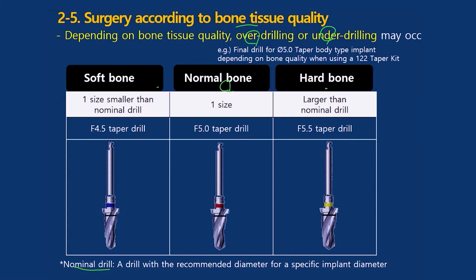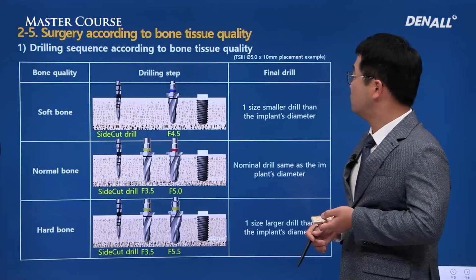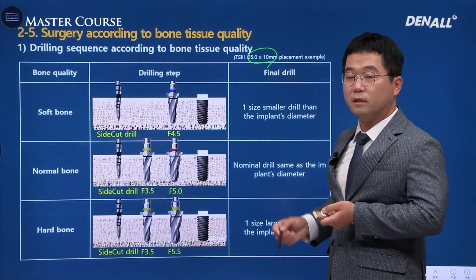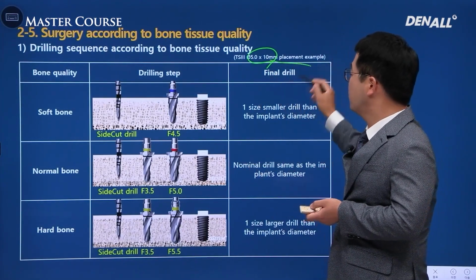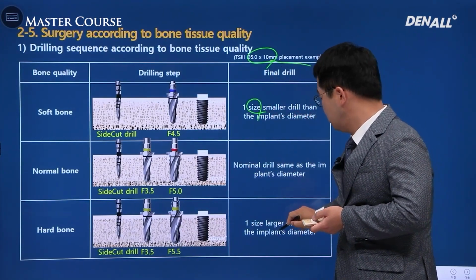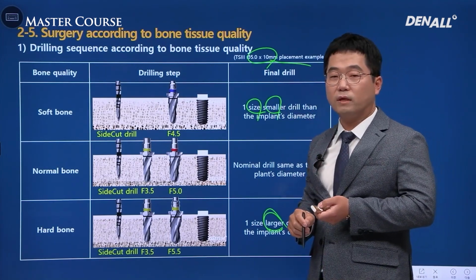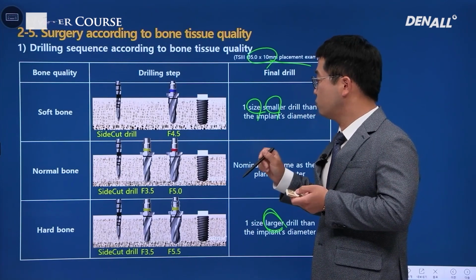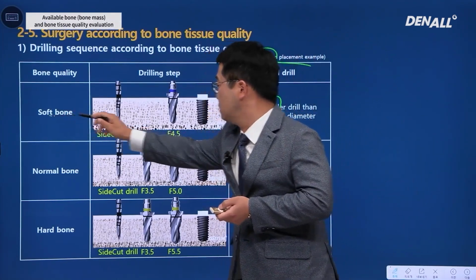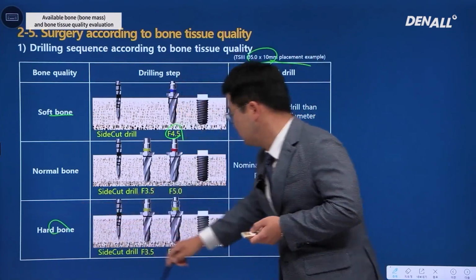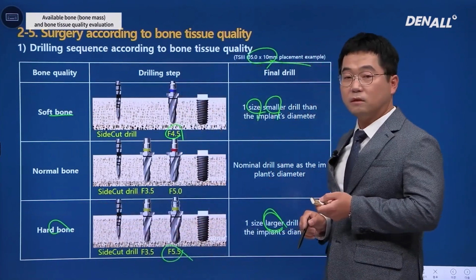This is something that is most important in a basic course. In the same context, if we are to place a 5.0 by 10 millimeter implant, perhaps depending on bone quality, we need to do under drilling or over drilling. In soft bone, we need to do under drilling, and in hard bone, over drilling is done. And this is for getting good primary stability.